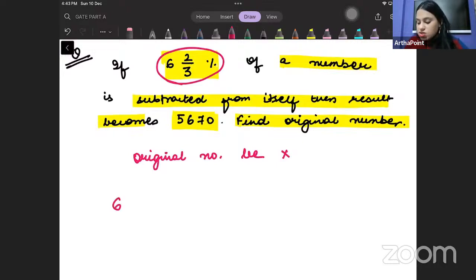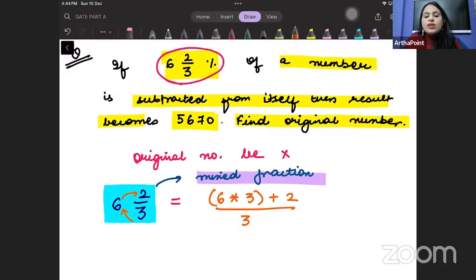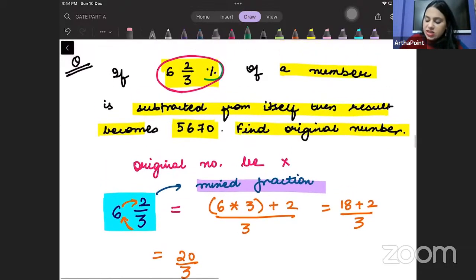I will teach you this एक बारी. So 6 2/3. Beta, whenever you get this is called as mixed fraction. क्या बोलते हैं इसको हम बेटा? It is called as mixed fraction. And how can we convert mixed fraction into actual fraction? So it is this multiplied with this plus this. Matlab 6 into 3 plus 2 divided by 3. This is how we can convert mixed fraction into our actual fraction. So 6 into 3 plus 2. So that means 18 plus 2/3. That means 20/3.